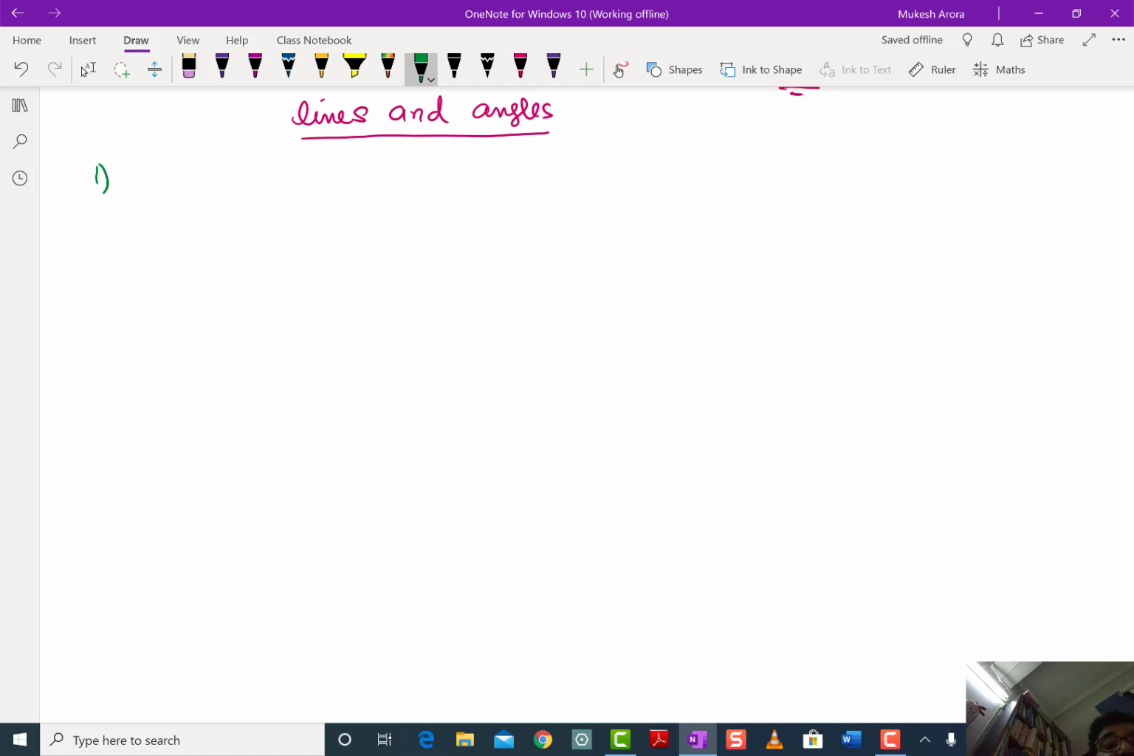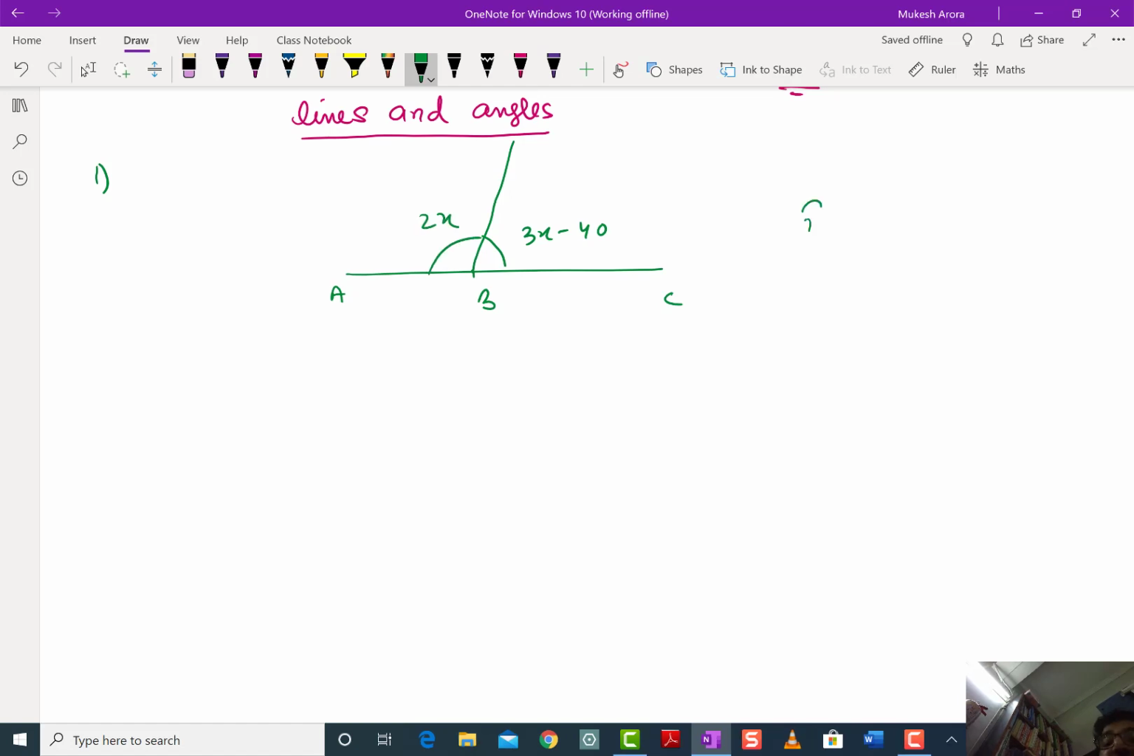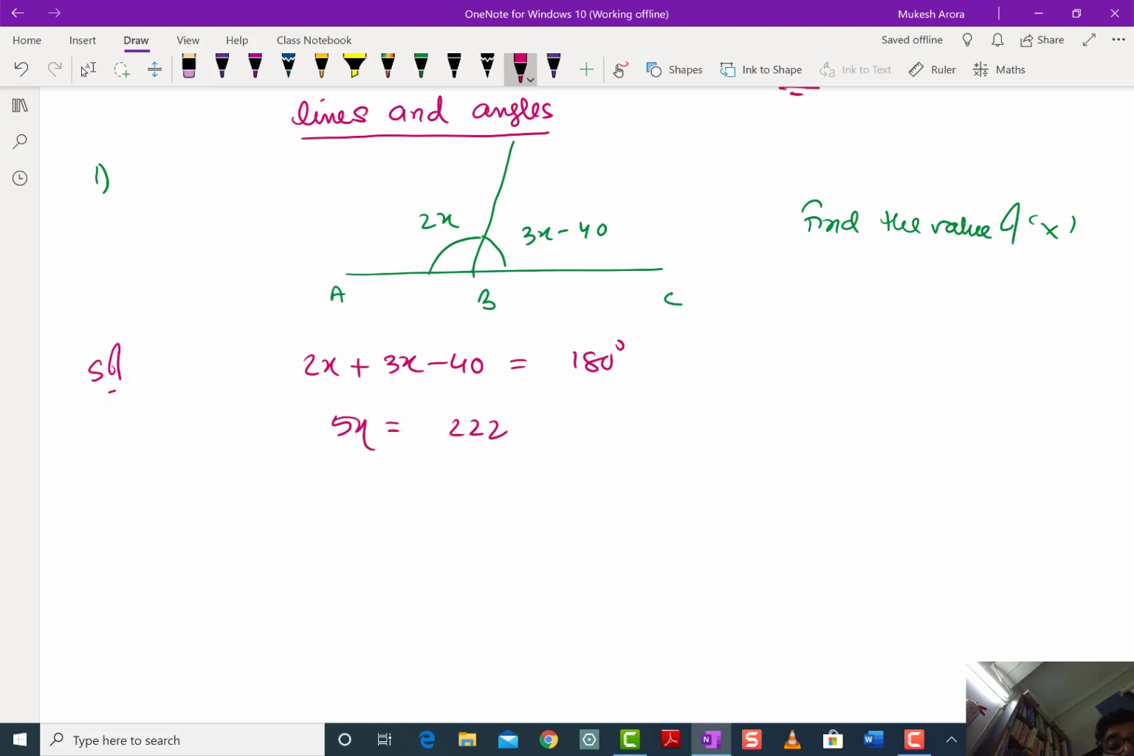The first question today is: ABC is a straight line where this angle is 3x minus 40 and this is 2x. Find the value of x. So we know that 2x plus 3x minus 40 is equal to 180, 5x is equal to 220, x is equal to 220 by 5, that will be 44.